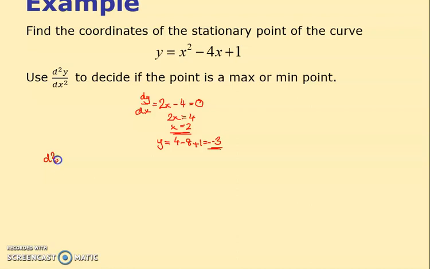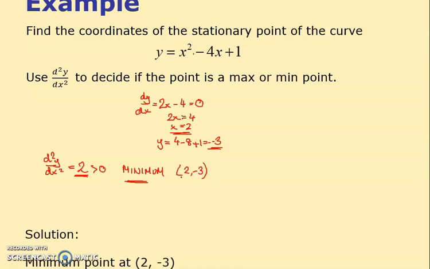Now I have to find d2y by dx squared. Having differentiated it once to get this, I differentiate it again. And differentiating 2x minus 4 just gives me 2. Now, 2 is positive. This is greater than 0. I don't have to do much work here. Because it's greater than 0, weirdly, this is a minimum point. I always think they're the wrong way around. You'd think a minimum point would be less than 0. You'd think a maximum point would be greater than 0. But no, they're the other way around. This is a minimum point at, what was my coordinate? 2, minus 3. Minimum point at 2, minus 3.